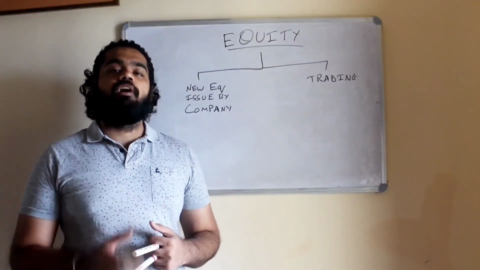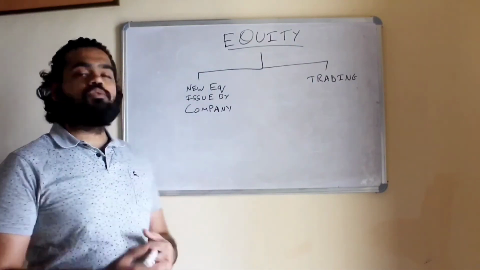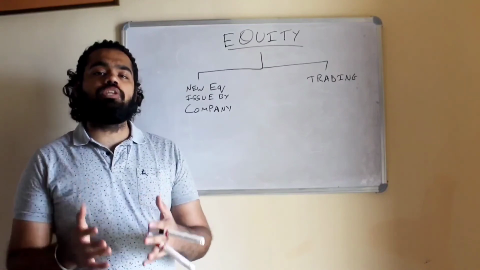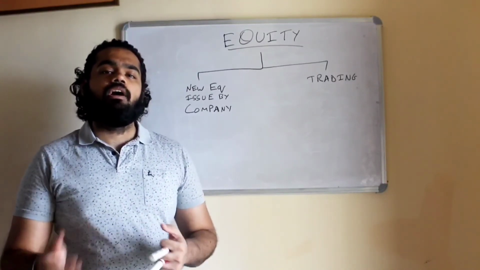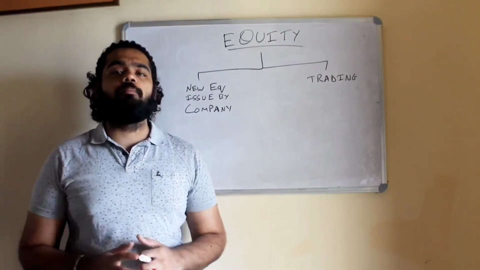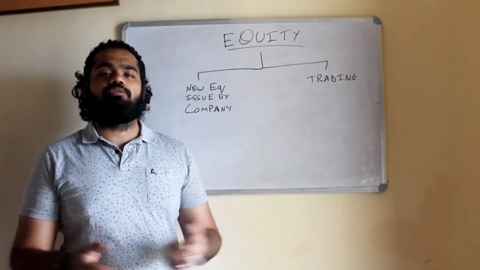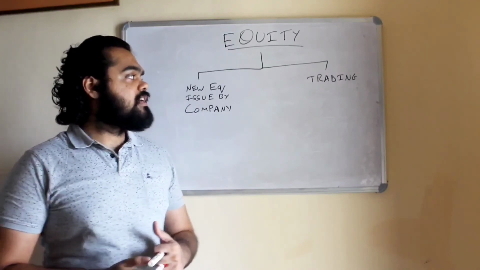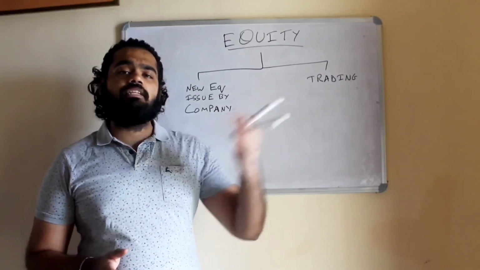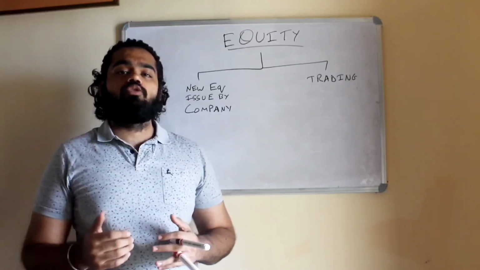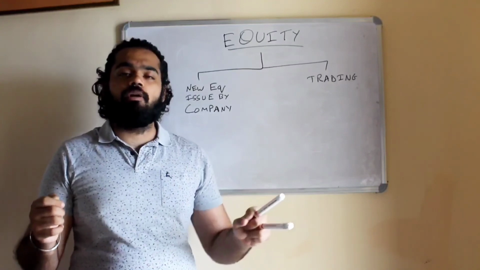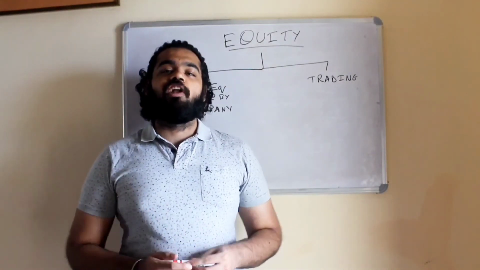Equity can be further divided into two types. The first one is the primary market, where the company issues new shares to the shareholders against the money received by it. So the money directly goes to the company, which it uses to expand its business. The second one is the secondary market or trading. Here, you buy the shares from another shareholder, so the money you pay goes to another shareholder, and none of it reaches the company. So this is all I had about equity shares.